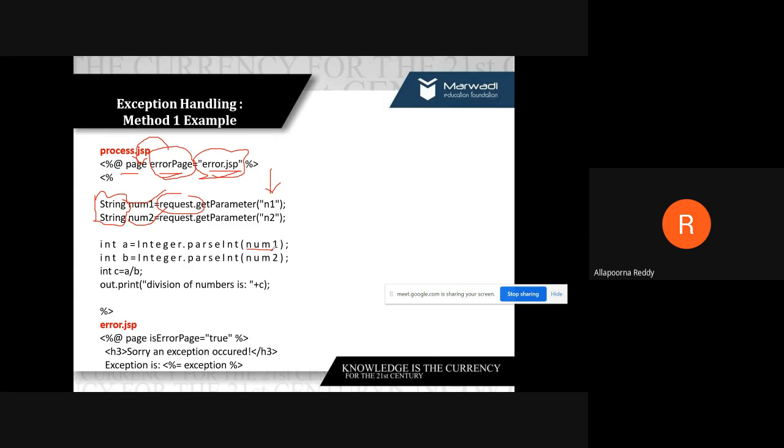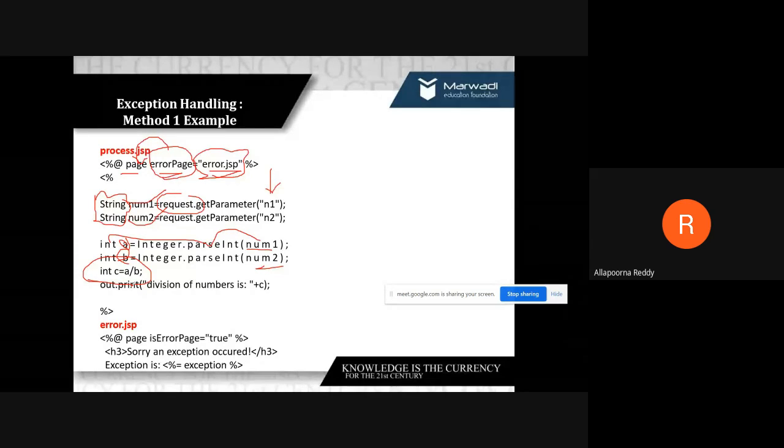So number one is converted using parseInt into an integer and stored in a variable called a. Similarly, number two is converted and stored in a variable called b. Now A and B are integers. Now we are performing our actual operation. What is our operation? A division operation. So C is equal to A by B. We are just writing the logic for the divide operation.